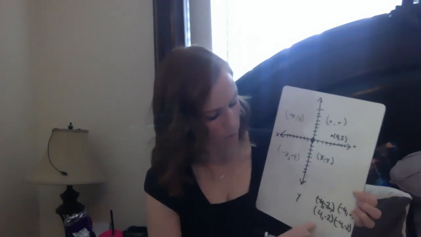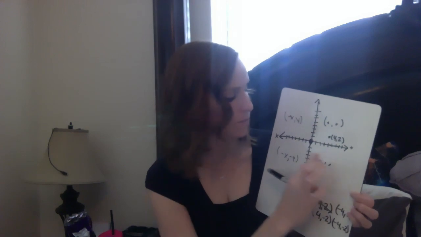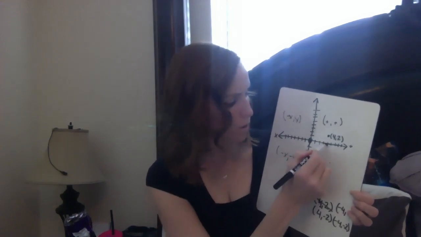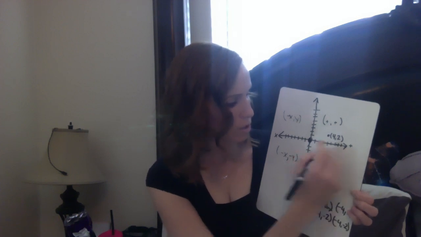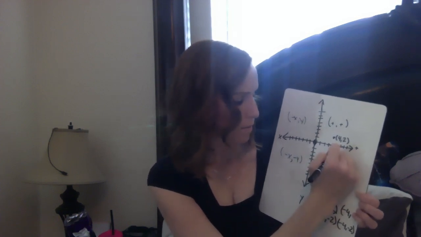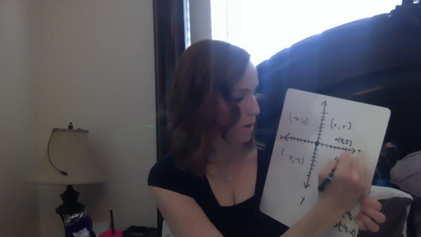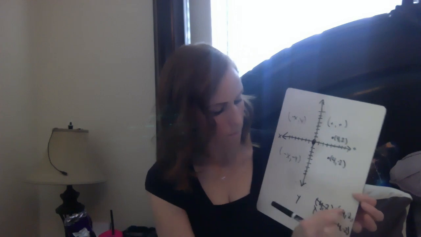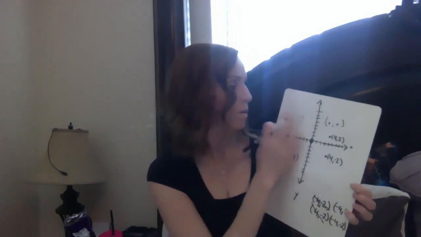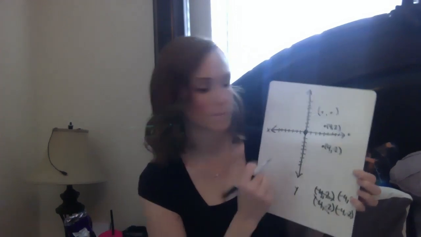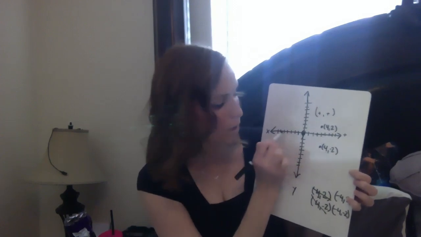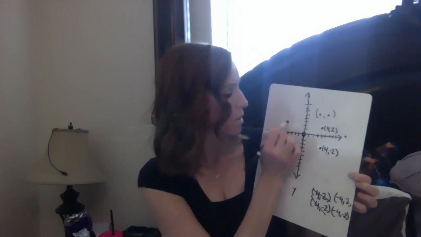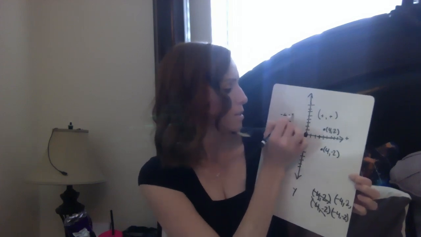Next, we're going to do positive 4, negative 2. So we go over, our x is positive, 1, 2, 3, 4. Y is negative, we go down 1, 2. So we have positive 4, negative 2. Okay, let's try negative 4, positive 2. Let me erase these. 1, 2, 3, 4. So we went over negative 4, but now we're going to go up positive 2. So this is negative 4, positive 2.